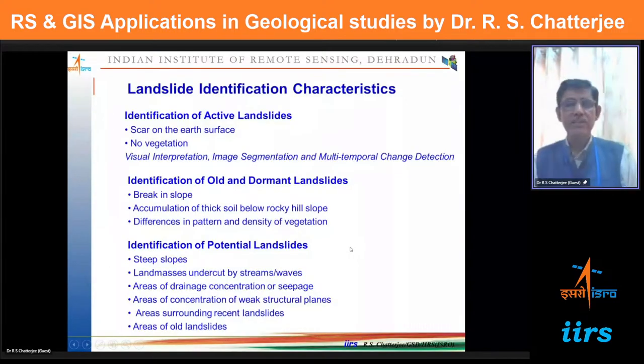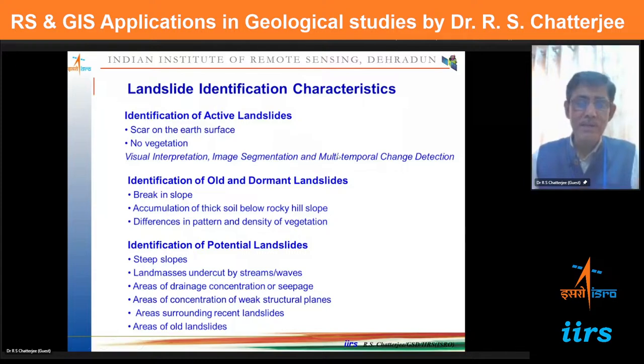Now coming to geological hazards, for example, to begin with, landslide is one of the most important geological hazards in India, particularly in the mountainous terrain of the Himalaya and the Western Ghats. Now here you see, if it is an active landslide, then landslide scar identification can be done very easily, either by visual interpretation or by image segmentation or multi-temporal change detection. Similarly, old or dormant landslides can be interpreted. There are some interpretation criteria we have, and potential landslides also we can interpret using this.